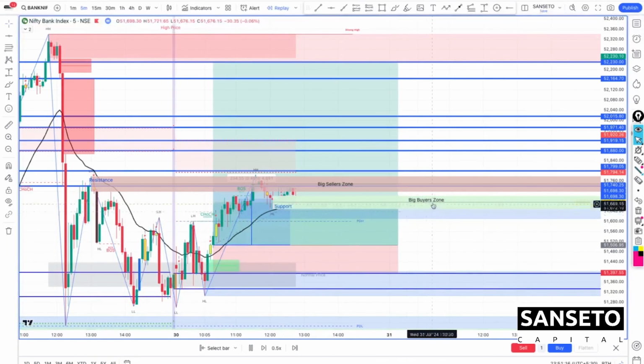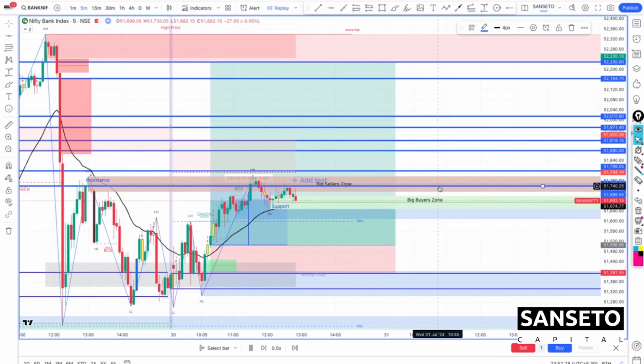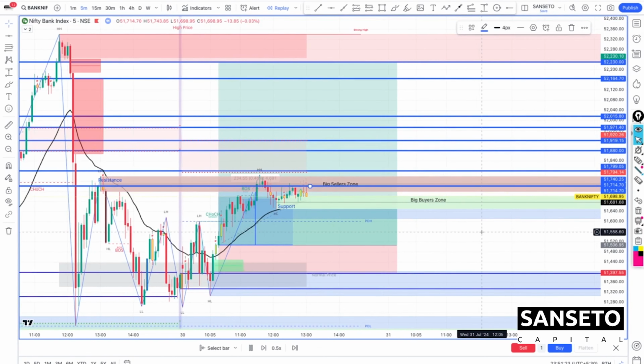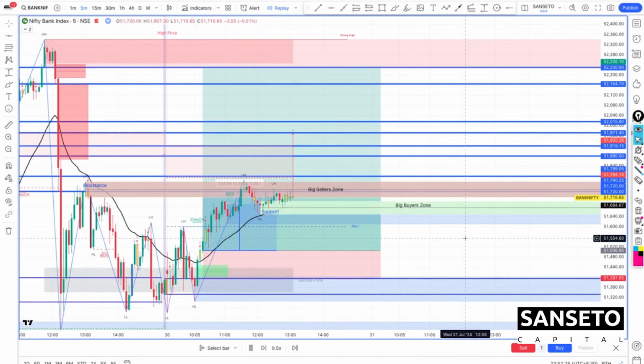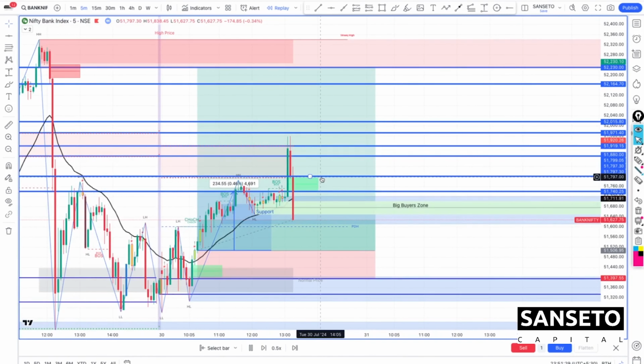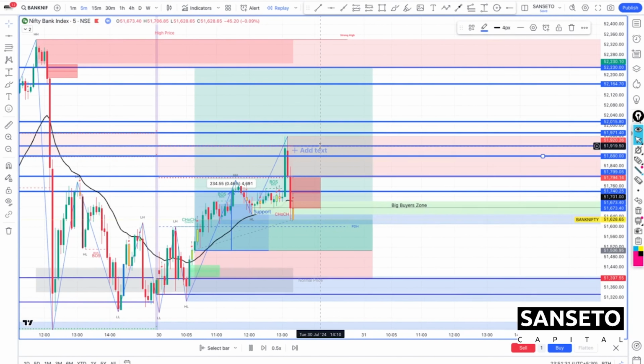So we have already done with target one. Safe traders always exit at target one. Risky traders can hold their position for some more time. Okay, this is a great move. So target one done, target two is done, target three is done, target four is done.